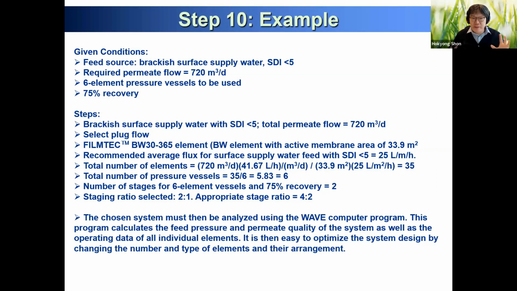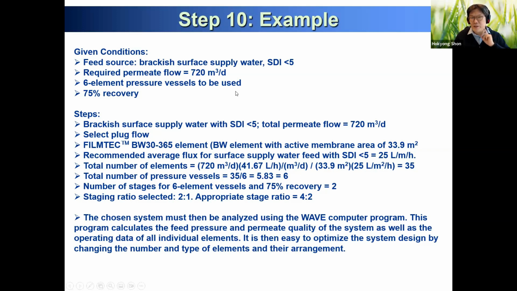So this is a very simple way of calculation you can do by hand. But when you increase your flow rate, like let's say the Sydney desalination plant, you need to make more than 10,000 cubic meter per day. You need a lot of pressure vessels, a lot of elements, so you need a lot of stages. So you need to design very differently, right? In this case, you cannot use your hands.